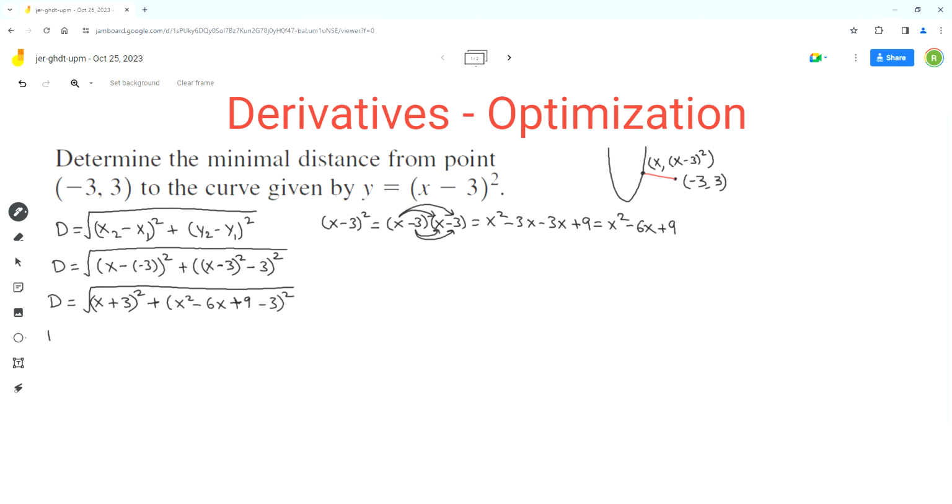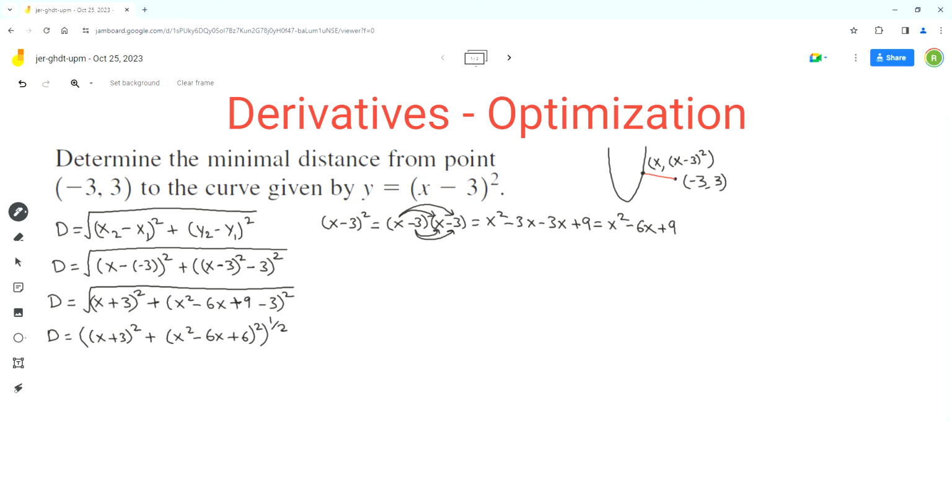Now we can combine like terms in the second parentheses and we can change the square root into a rational exponent because that will make it easy to find the derivative of this function. So we get (x + 3) squared plus (x squared - 6x + 6) squared, all in parentheses, with the outer exponent of one half.